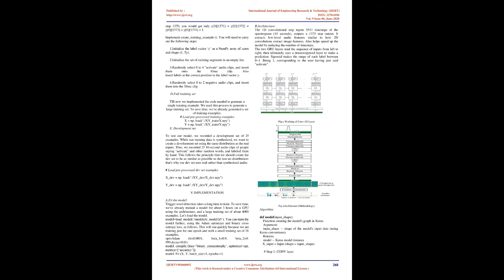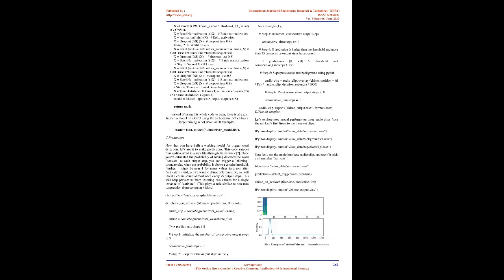You can train the model further, using the Adam optimizer and binary cross entropy loss, as follows. This will run quickly because we are training just for one epoch and with a small training set of 26 examples. opt = Adam(lr=0.0001, beta_1=0.9, beta_2=0.999, decay=0.01). model.compile(loss='binary_crossentropy', optimizer=opt, metrics=["accuracy"]). model.fit(X, Y, batch_size=5, epochs=1).